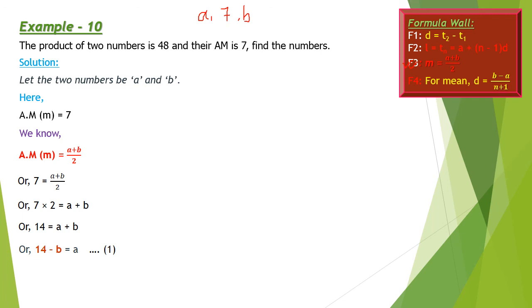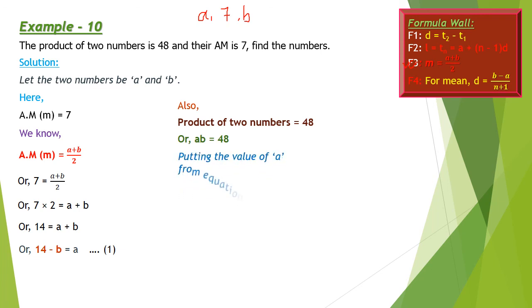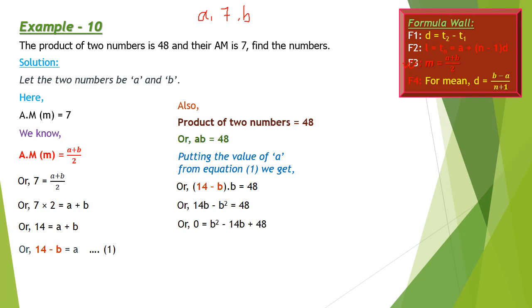Now again we have another case, that is the product of two numbers is 48. That is a into b is 48. Now we can replace the value of a from equation 1. Putting the value of a from equation 1, we get, now a is 14 minus b, bracket close, and b equal to 48. Now let's open the bracket, 14b minus b square is equal to 48, or 0 equal to, we take everything to the right side, b square minus 14b plus 48.